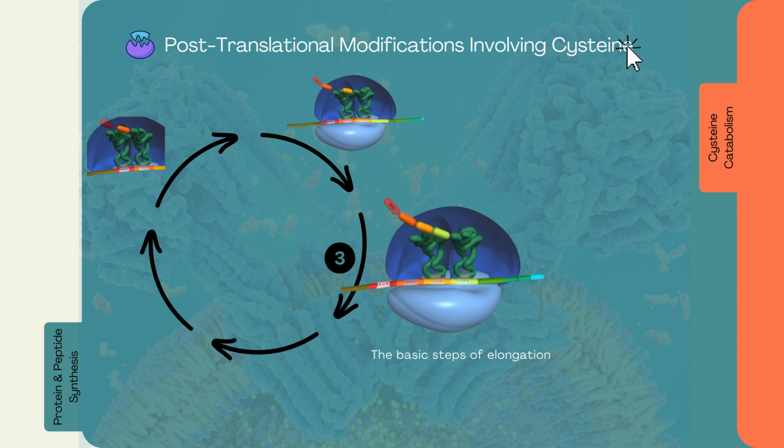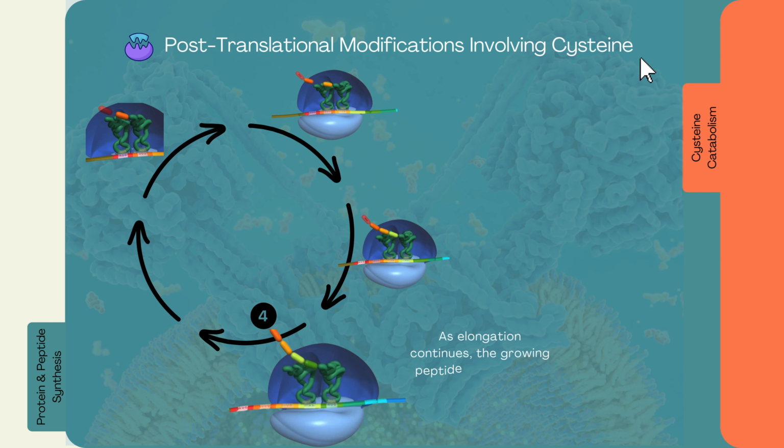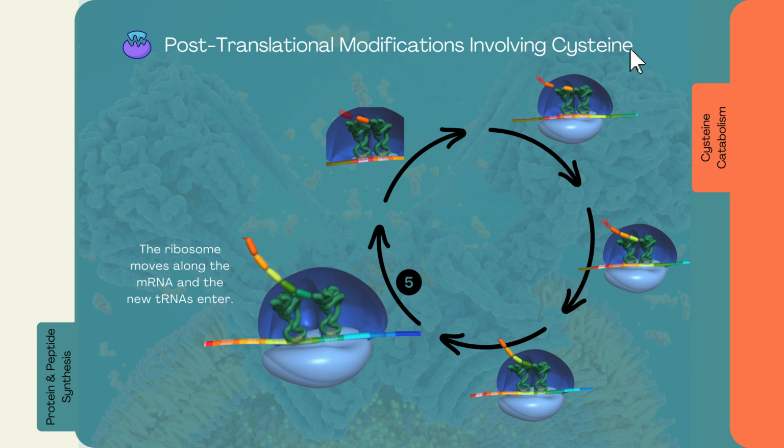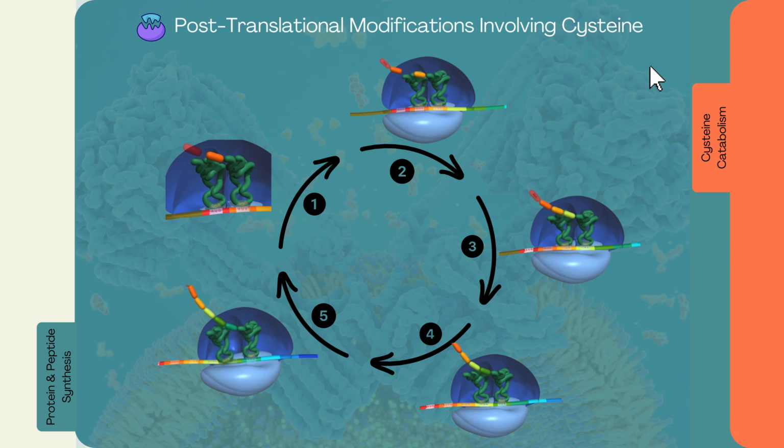These are the basic steps of elongation. As elongation continues, the growing peptide is continually transferred to the A site tRNA. The ribosome moves along the mRNA and the new tRNAs enter. These are the basic processes of the post-translational modification of protein.